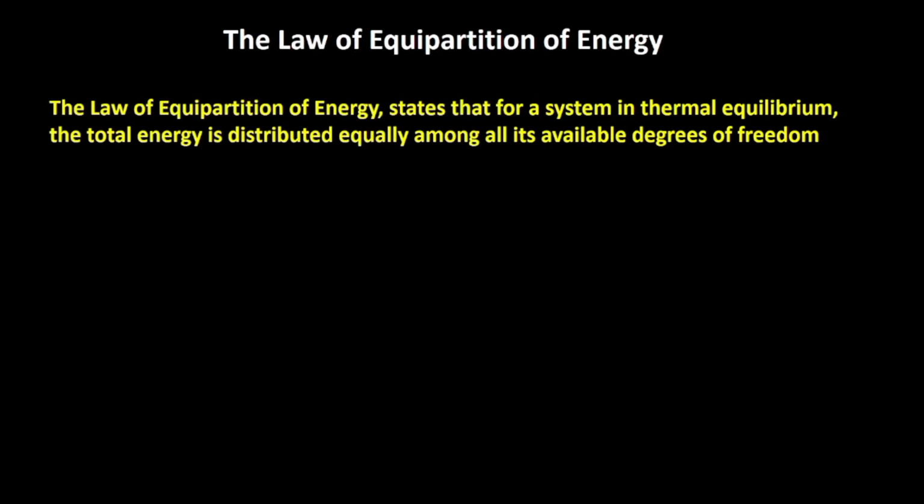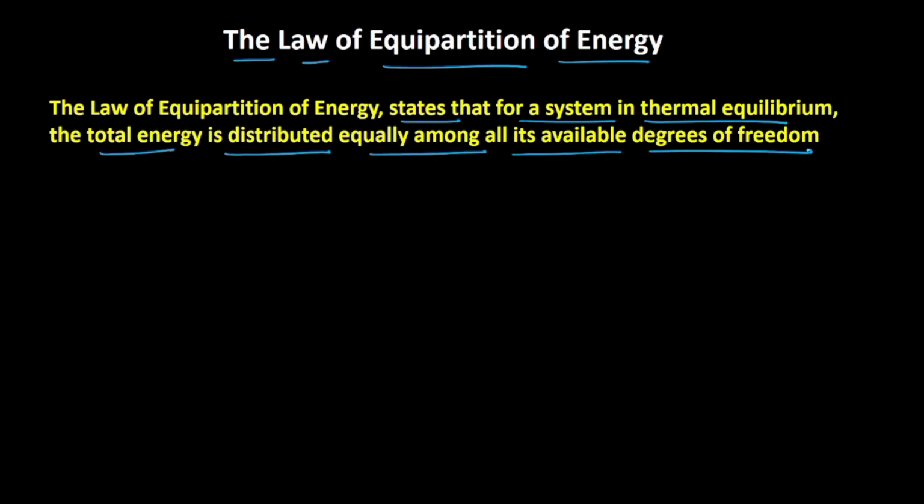Hello there. In this video, we will be learning about the law of equipartition of energy. Now, this law of equipartition of energy states that for a system in thermal equilibrium, the total energy is distributed equally among all its available degrees of freedom. So, based on this law, let's try to find an expression for the average total kinetic energy for a system with F degrees of freedom.